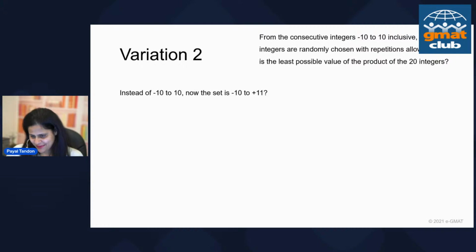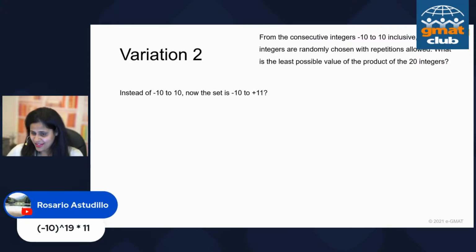Okay, which one is it? It's 11 taken 19 times and -10 taken once. So Kuldeep and Luis got it correct. Rosario, you may want to check your answer. This one is not correct, Rosario. I hope you understand, because you have to maximize the magnitude, which means you'll select as many 11s as you can. As many 11s as you can means you need to have one negative number. So you'll select one -10 and 19 11s.